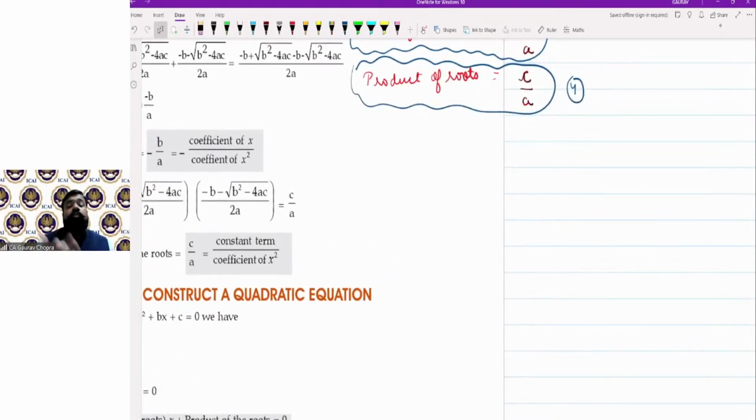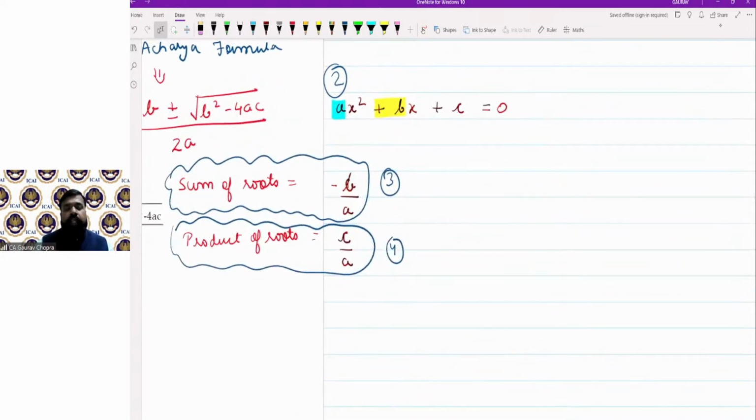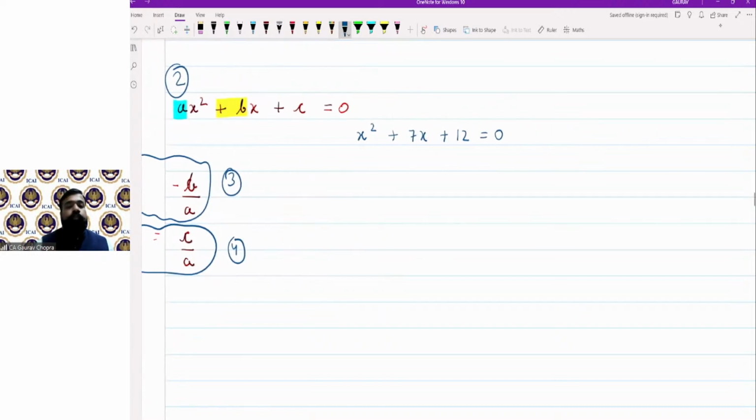There is some reverse case. But before going forward, I think we can take one simple example to solve the quadratic equation. Okay, so let us take one simple example: x square plus 7x plus 12 is equal to 0. So this is a quadratic equation.